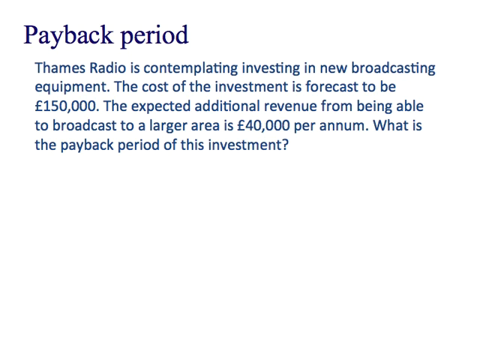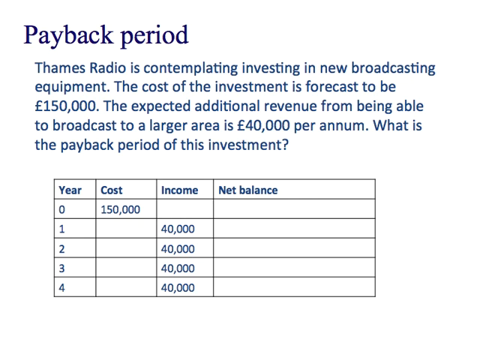So Thames Radio is contemplating investing in new broadcasting equipment. The cost of the investment is forecast to be $150,000. The expected additional revenue from being able to broadcast to a larger area is $40,000 per annum. What is the payback period of this investment? So what you need to do with payback period is put some numbers down the side to represent the year, and then look at costs, putting in the costs and the income.